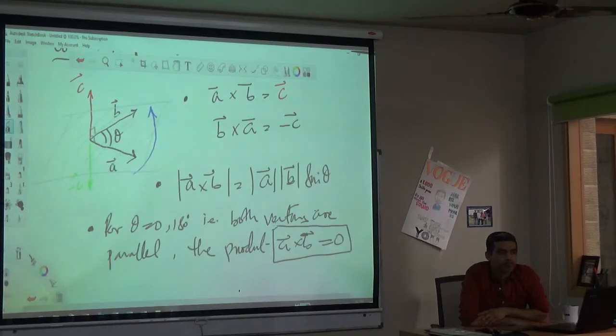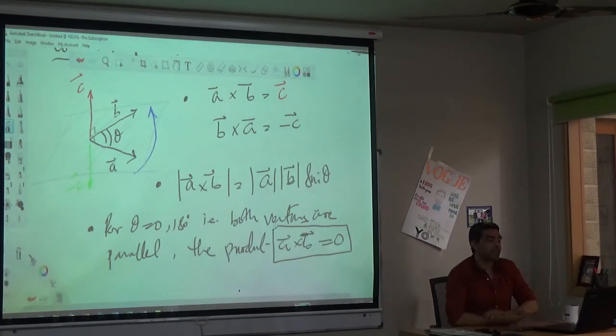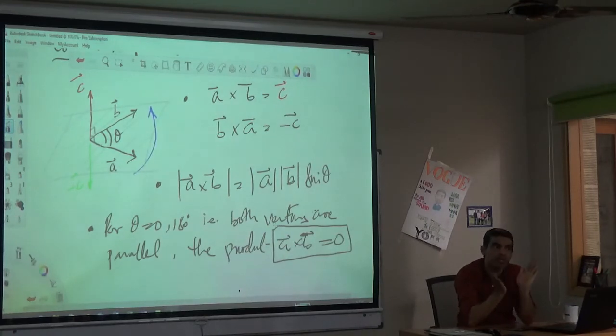Dot product means the other way around. Now see, you will have the maximum value for A cross B when your vectors are perpendicular to each other, because sine is maximum at 90 degrees. Sine 90 is 1. So when your vectors are perpendicular, you have the maximum cross product coming in.